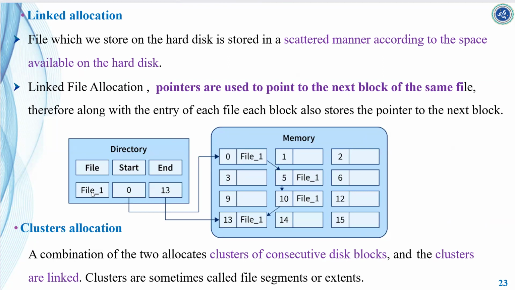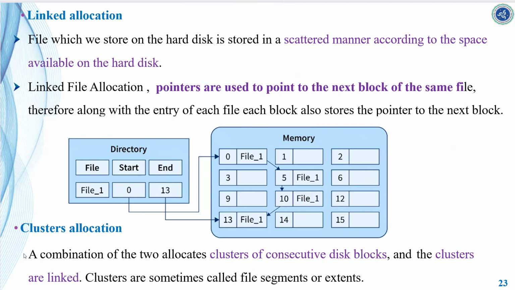So here we have file 1, where start is 0 and 13 is the last number. This is the index for file 1. After that, a pointer will be pointing to the next content of file 1, that is 5. The next content of file 1 is 10. And finally we have the last, that is 30. The start and end are also represented in a directory. And this is the memory organization of file 1. So here the pointers are used to point to the next block of the same file.